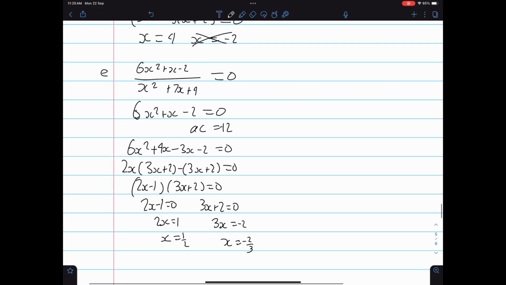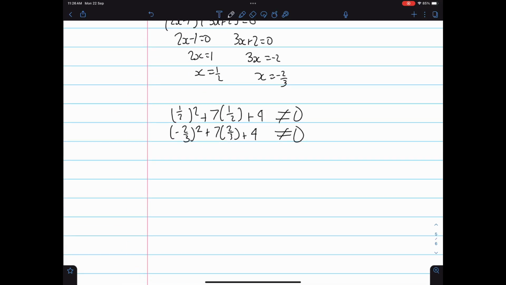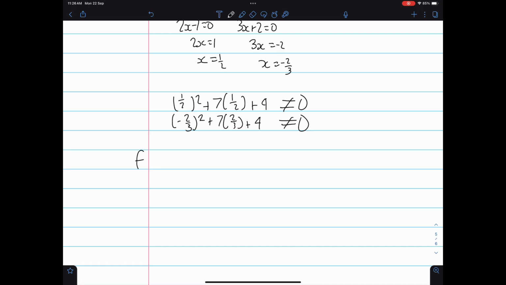Now let's check. Half squared plus 7 times 1 half plus 4, it doesn't equal 0. And then minus 2 over 3 squared plus 7 times minus 2 over 3 plus 4 also does not equal 0. Well, good. Now we'll move on to F.